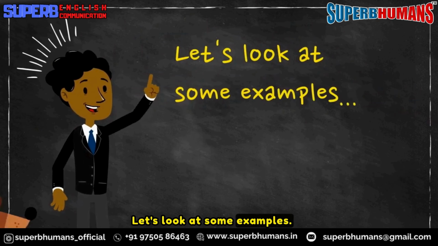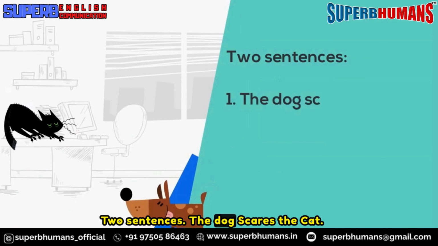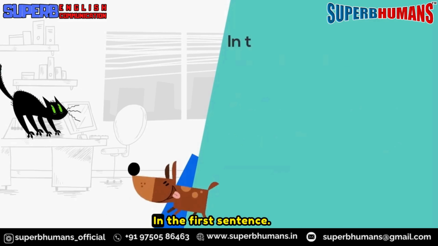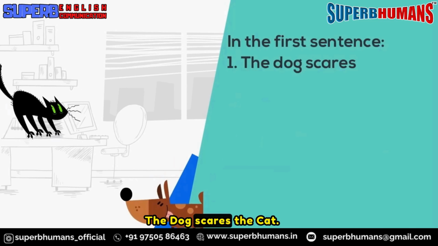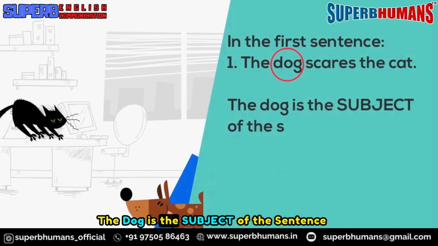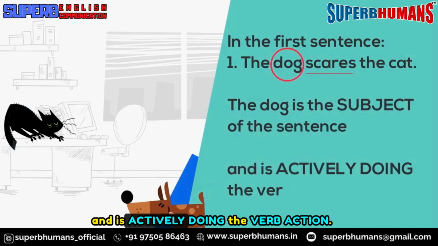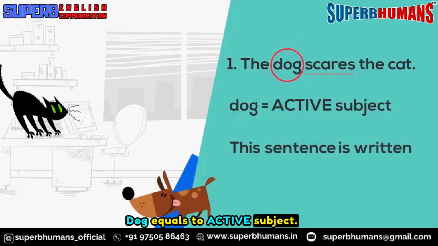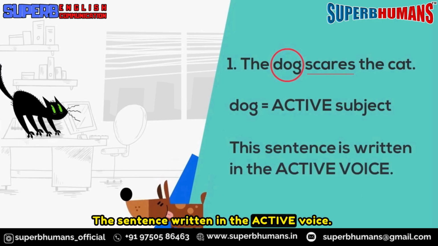Let's look at some examples. Two sentences. The dog scares the cat. The cat is scared by the dog. In the first sentence, the dog scares the cat. The dog is the subject of the sentence and is actively doing the verb action. Dog equals active subject. The sentence is written in the active voice.